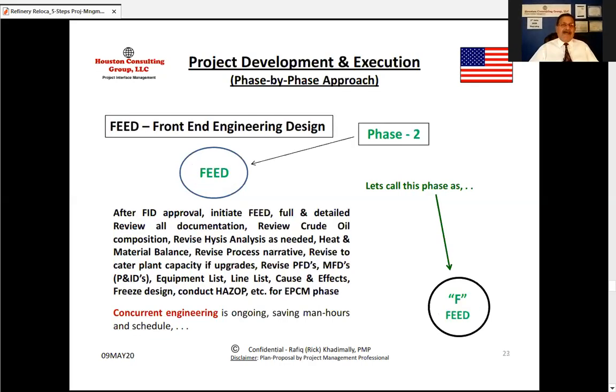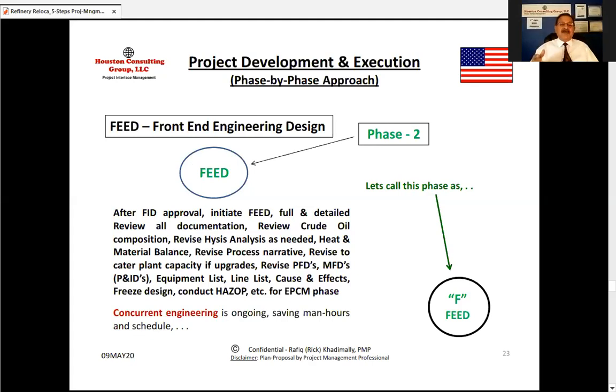Okay. Then we have got FEED, and the FEED is going to be starting by the EPCM. So after FID approval, initiate FEED, full and detailed review of all documentation, review crude oil composition, revise HYSYS analysis as needed, heat and material balance if you want to increase it, revise process narrative. You wanted to revise the capacity of the plant. If there are upgrades, you include all the recommendations coming from the last turnaround of the refinery when the refinery was foreclosed. Then you revise the PFDs.